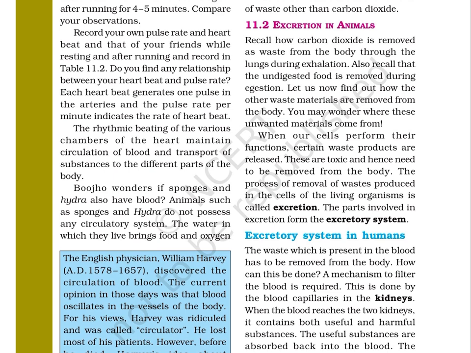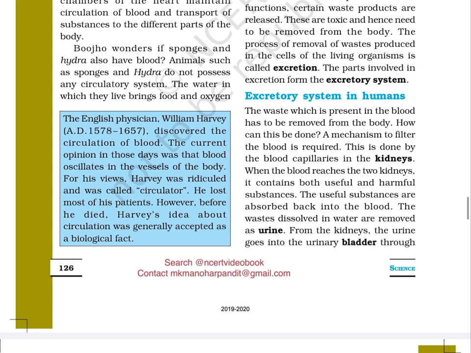Note: the English physician William Harvey, who lived from AD 1578 to 1657, discovered the circulation of blood. The current opinion in those days was that blood oscillates in the vessels of the body. For his views, Harvey was ridiculed and was called circulator. He lost most of his patients. However, before he died, Harvey's idea about circulation was generally accepted as a biological fact.